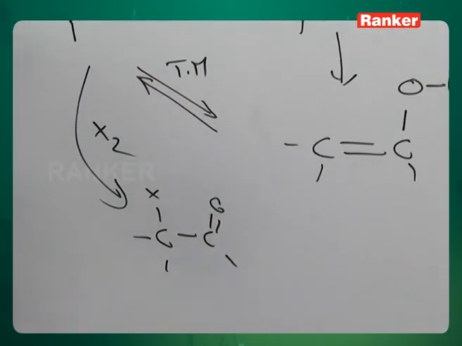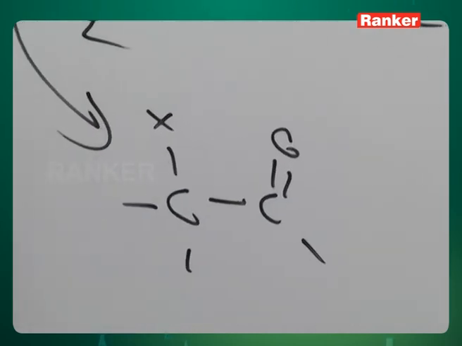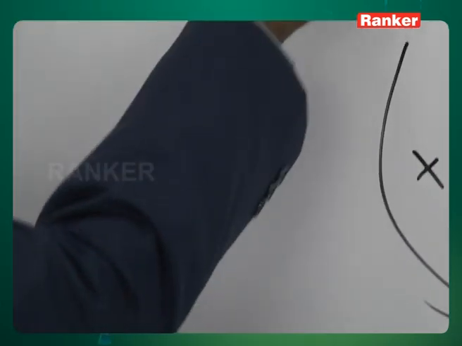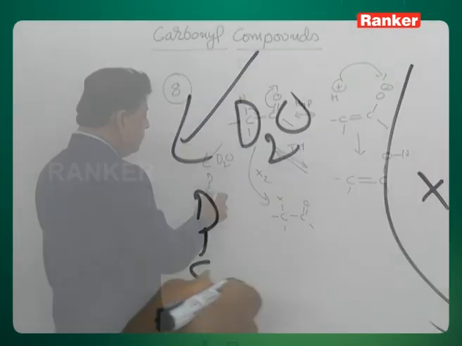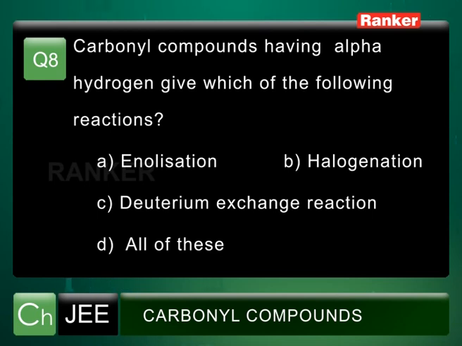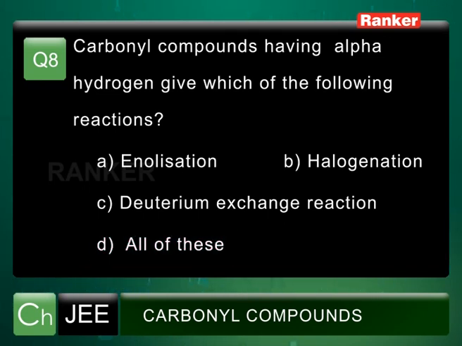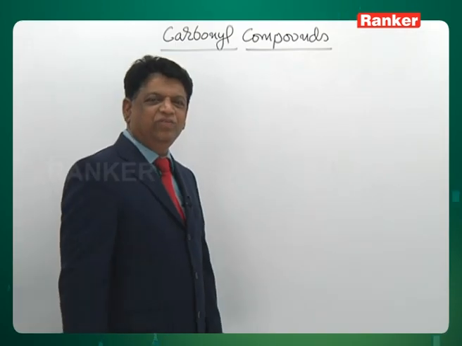but even directly the alpha halogenation takes place very easily here. So halogenation is also right, and this hydrogen can exchange with D2O. If you add D2O, the hydrogens can exchange with D also. So all of these A, B, C are right. So the last option, all of these, is the right answer. So answer D will be the right answer. So let's go for question 9.